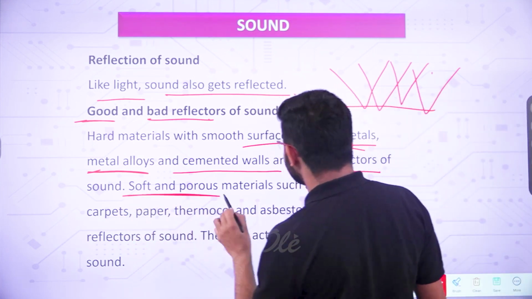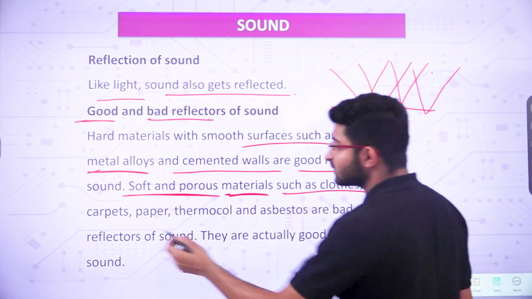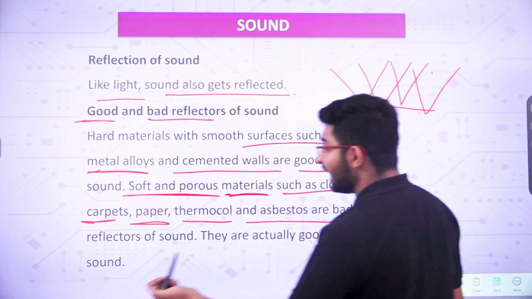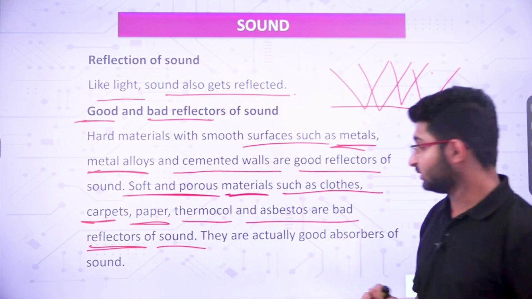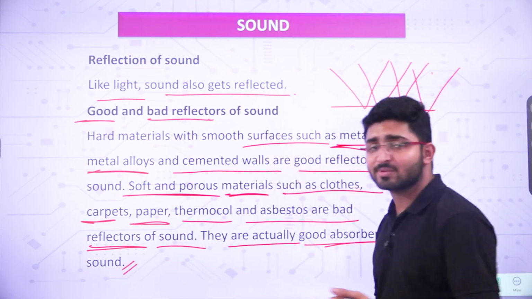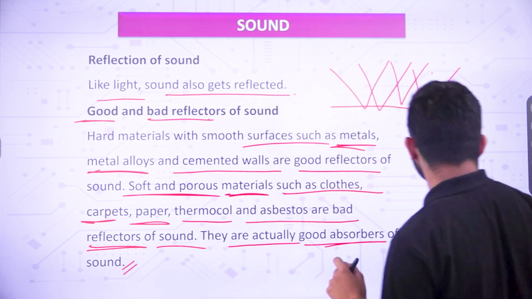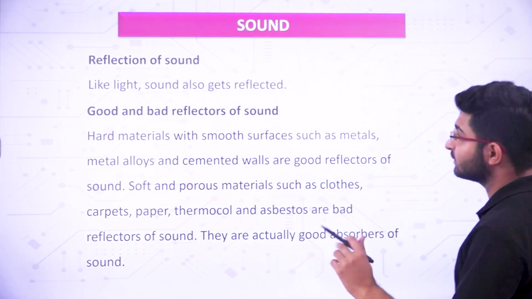Now if I am talking about soft and porous materials such as clothes, carpets, paper, thermocol and asbestos, they are bad reflectors of sound. They are actually good absorbers of sound. They are bad reflectors, so that's why we can say they are good absorbers of sound. I hope this is clear to you, what is the reflection of sound and what are good and bad reflectors of sound. You can take the screenshot.